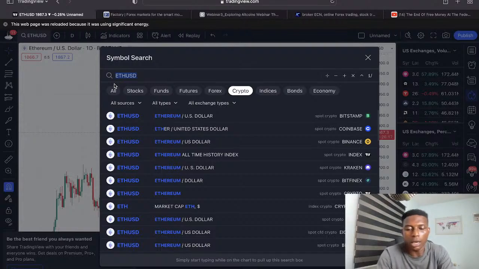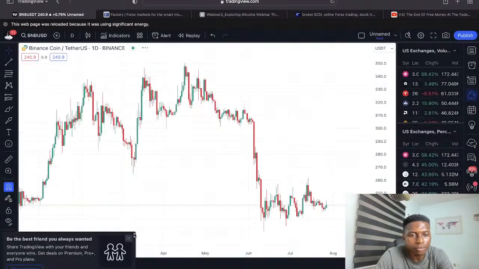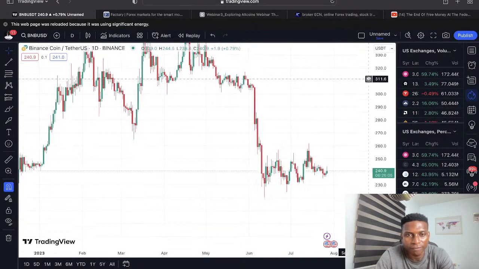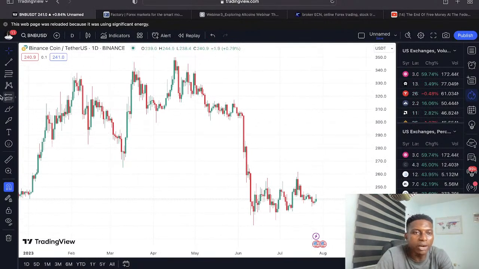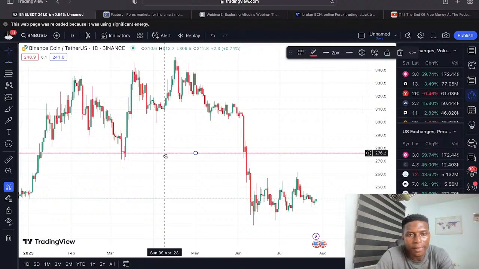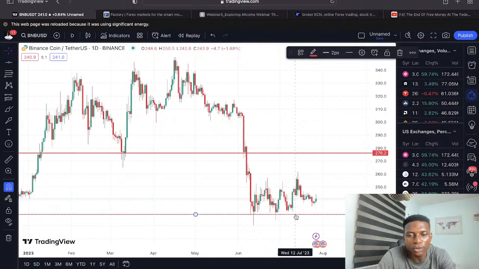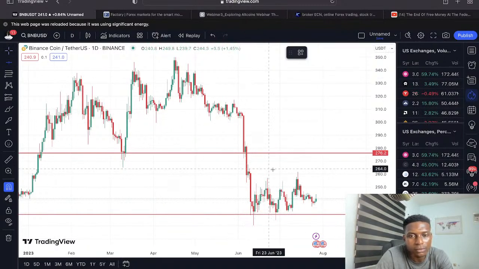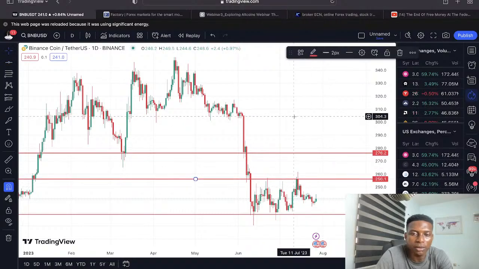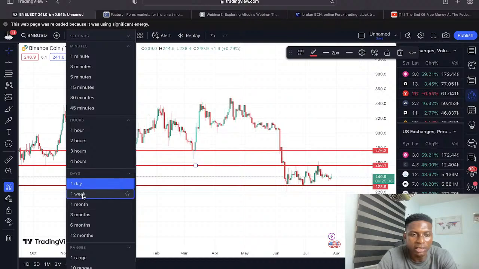So let's say BNB, that's Binance Coin. Here we can see that the market came here. So we mark out those levels of support and resistance. Map out the levels of support and resistance. So this is the daily time frame. All right, let's look at the weekly time frame.